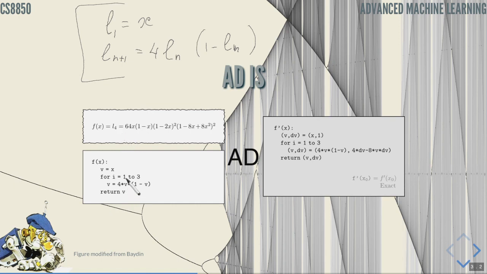For number 4, we start with 1 and go to 3, and we'll get our L4. This corresponds to the L1 step, and then we go through the steps, iterate the map, and return the value L4. So look at what AD does. AD says instead of starting with v equals x, what is the derivative of x? Well, it's 1, right? So we'll start with this tuple, this pair of x and its derivative.